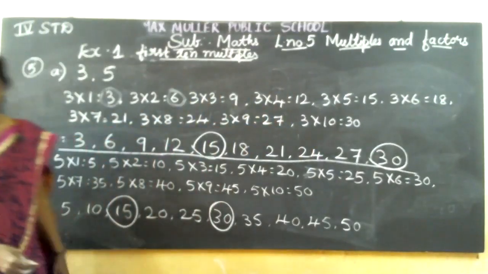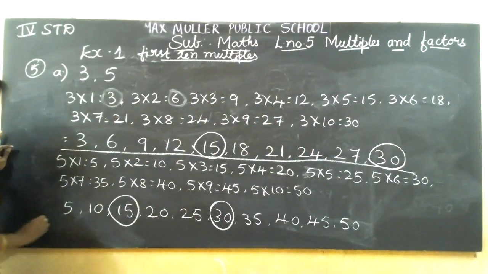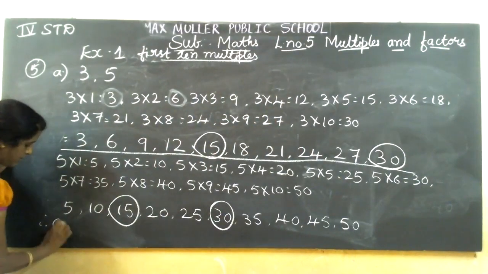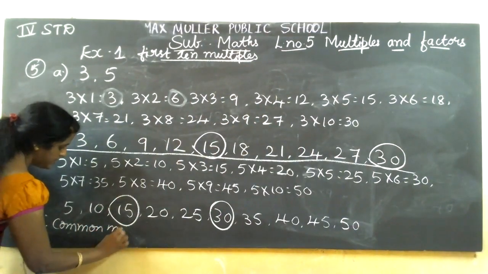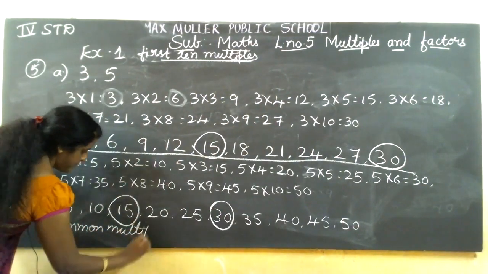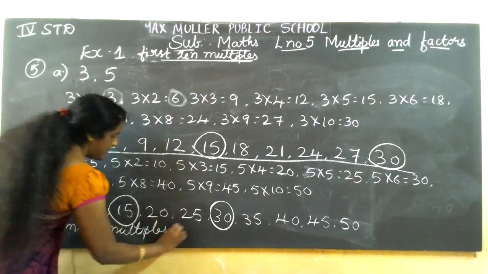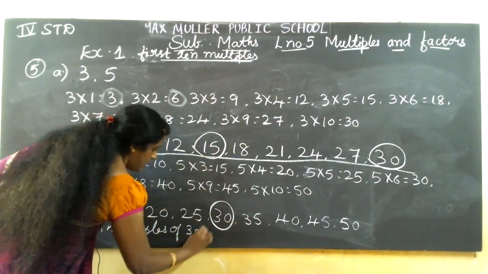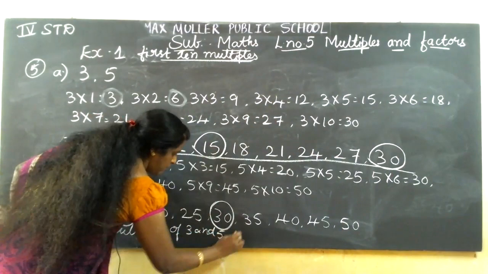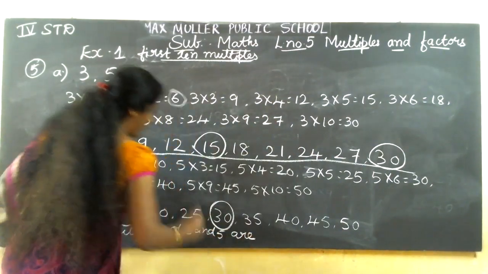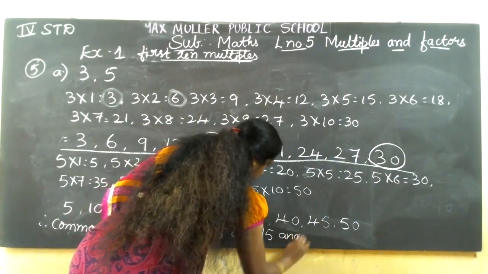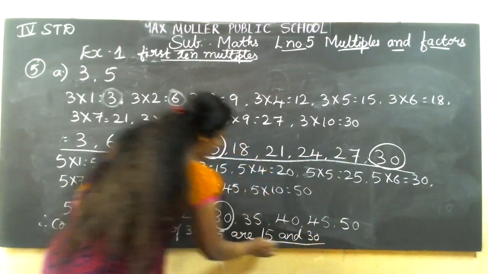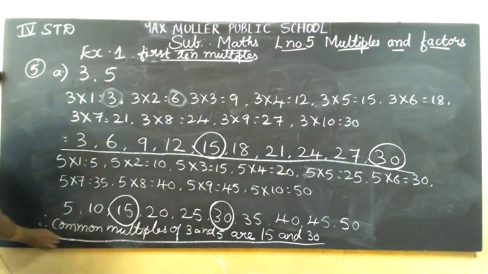So, what is the answer here? Therefore, the common multiples of 3 and 5 are 15 and 30. This is the answer.